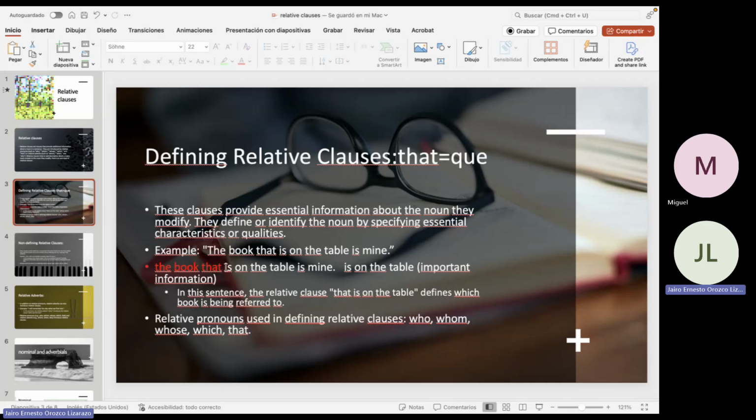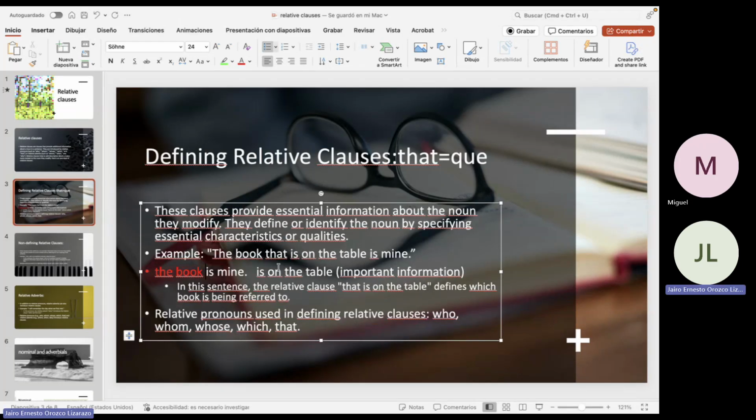The book that is mine, I'm sorry, the book is mine. That was the sentence. The book is mine, right? But we don't know what book. This is why this information is important, right? We don't know what book that person is talking about. So if we say "is on the table," right? The book that is on the table, if we add that whole information, then we specify, and then we know which book that person is talking about. Okay.